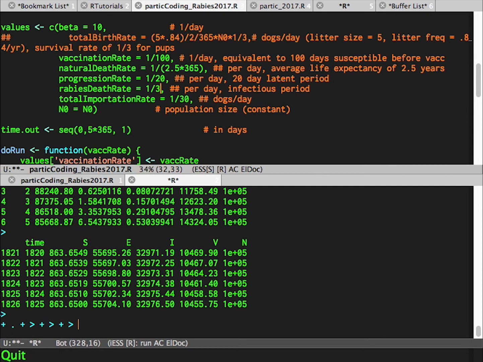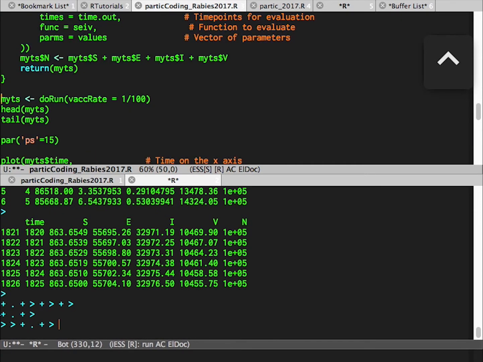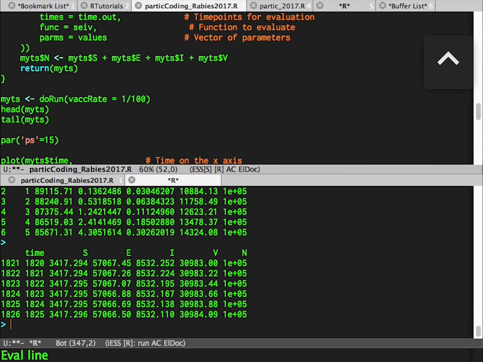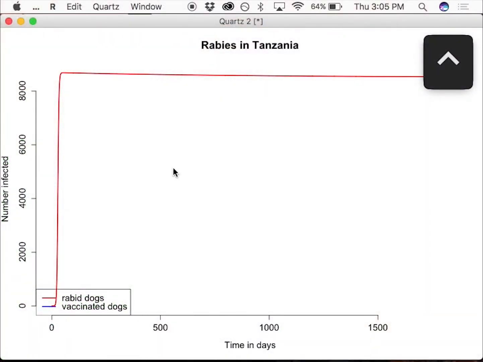Okay, so now our R naught is approximately what? 30, right? So it's still pretty high. Should we run it and just see what happens before we try to fix that? Still getting big epidemics. Shouldn't be too much of a surprise. What happened to the vaccinated dogs? Did they disappear?